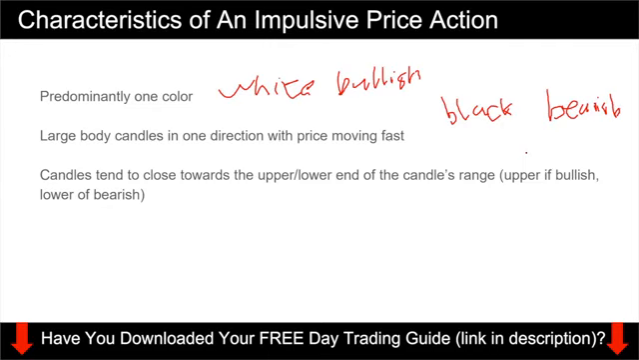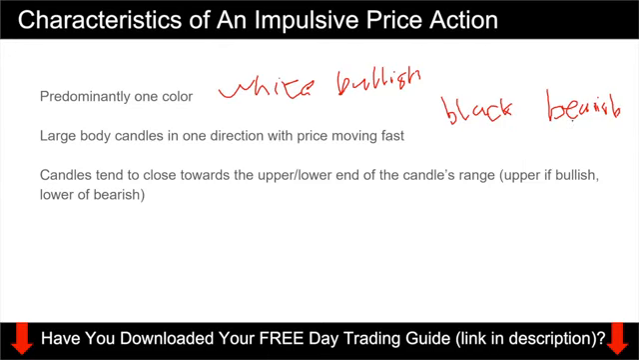Of course, it depends on the color of your charts. Is it white and black, or white and green? Doesn't matter. The point is that you want to see mainly one color. There's no hard and fast rule. I'm not going to calculate 80% or 60%. Just eyeball it. As long as the movement is predominantly one color, it can be white or black depending on your chart color, then that's the impulsive price action.